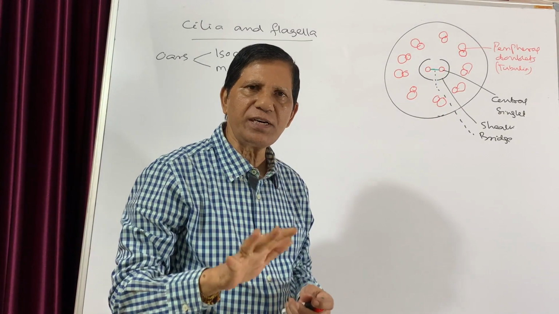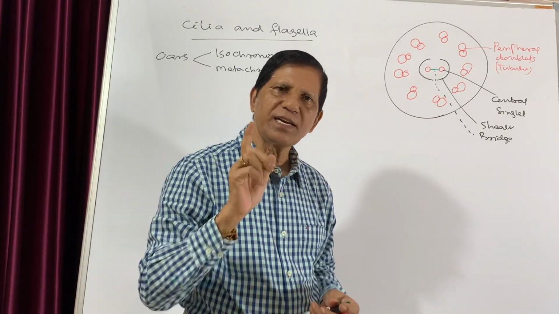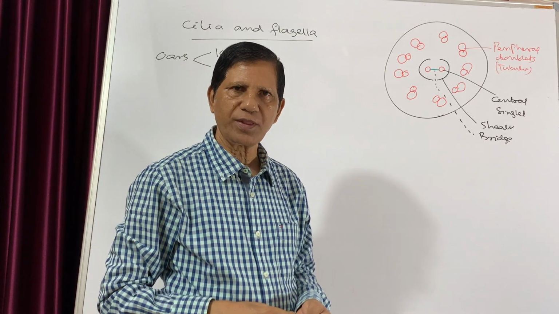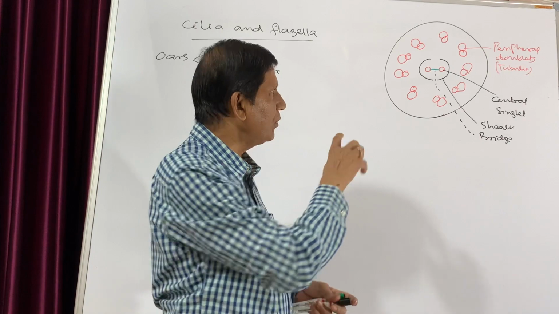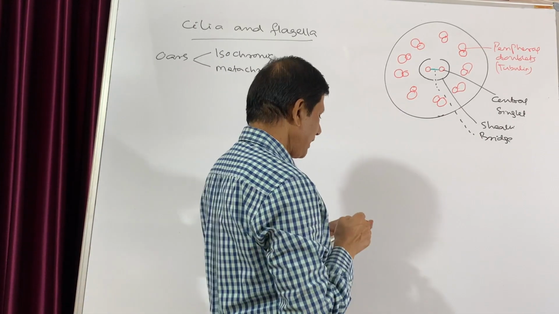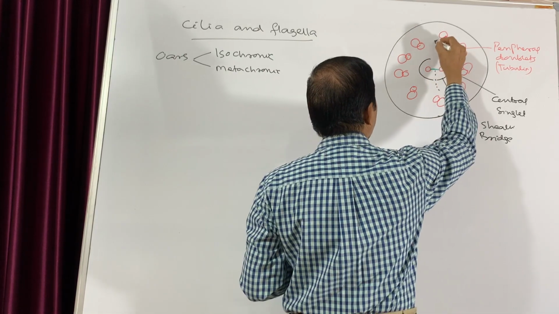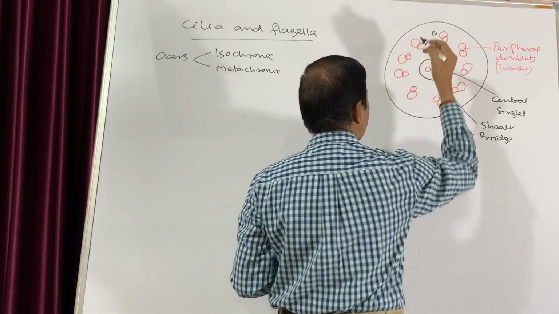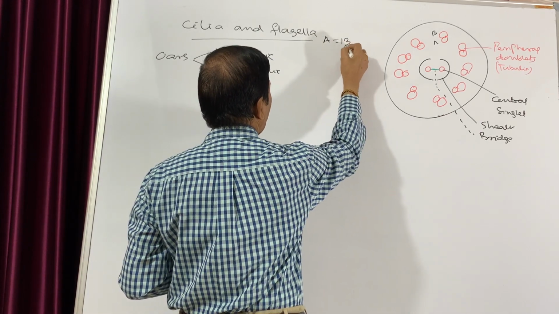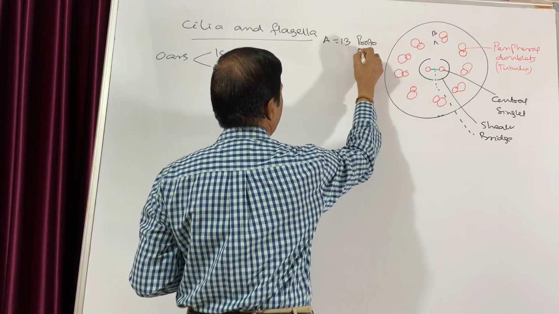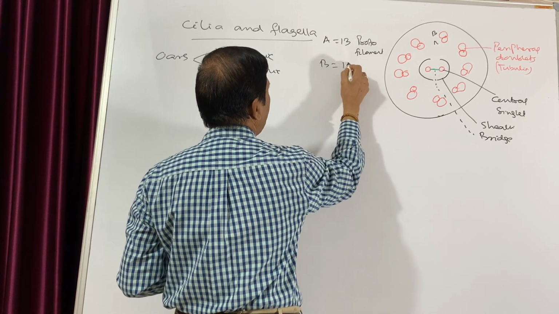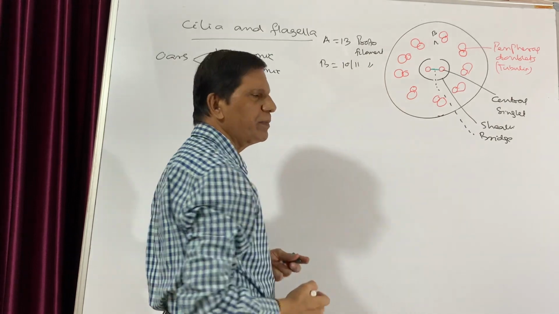That means 20 microtubules are there, whereas in the centriole, 9 into 3, 27 microtubules are there. Here also the peripheral doublets are made up of tubulin, and the inner one is known as A and the outer one is known as B. Usually A has 13 protofilaments, while B has only 10 or 11 protofilaments because it is fused with A.